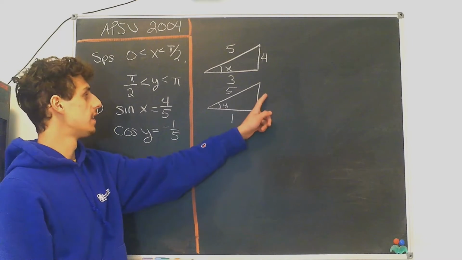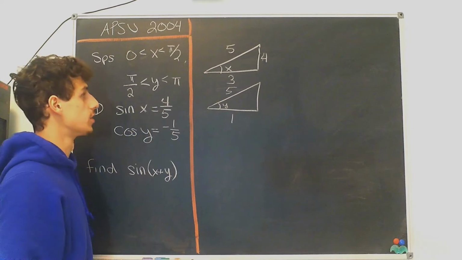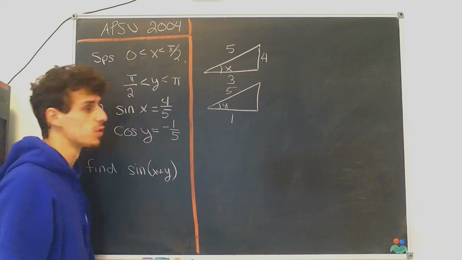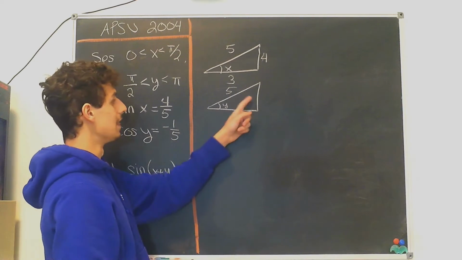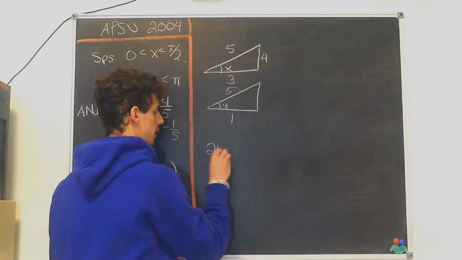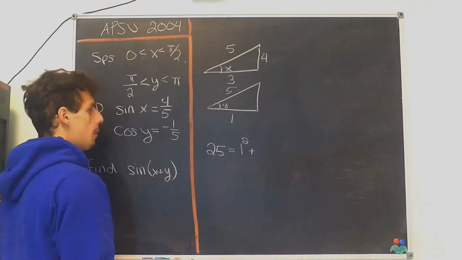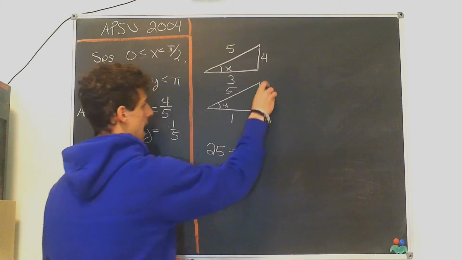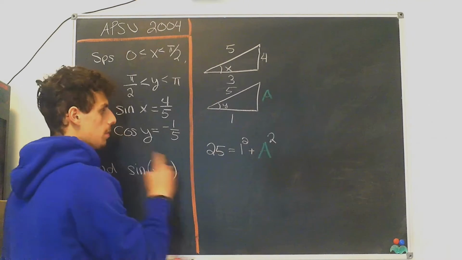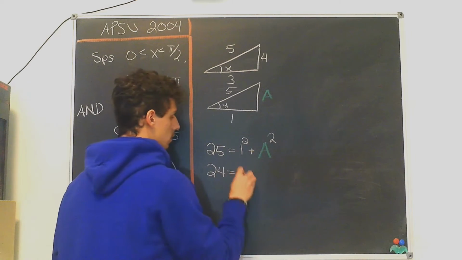So let's find the side opposite y. We know this line segment of this triangle is 3 because of the Pythagorean theorem: 3 squared plus 4 squared is equal to 5 squared. And here we can find the side opposite of y by doing the same thing. So we'll have 25, that's 5 squared, equals 1 squared plus, we'll label this side a, so plus a squared. Now we can subtract 1 from both sides. That gives us 24 equals a squared.